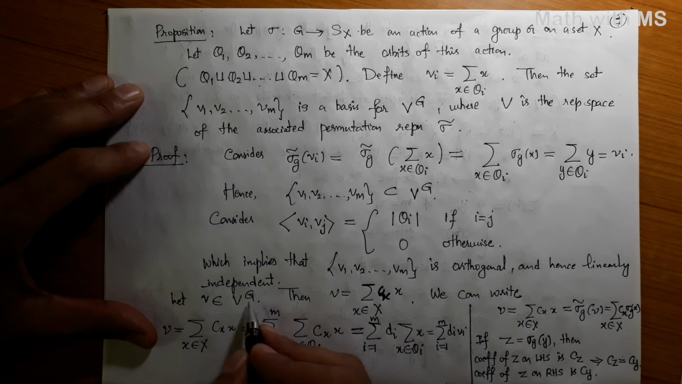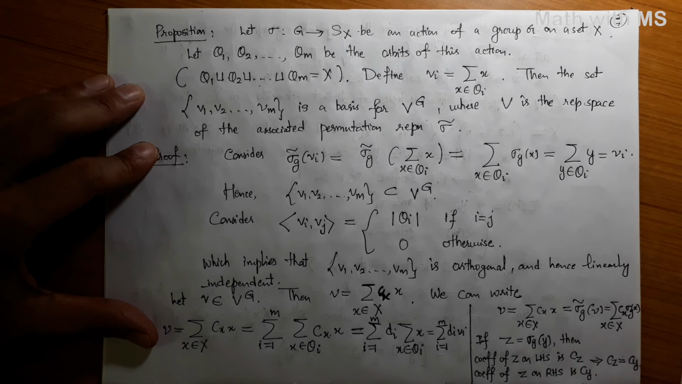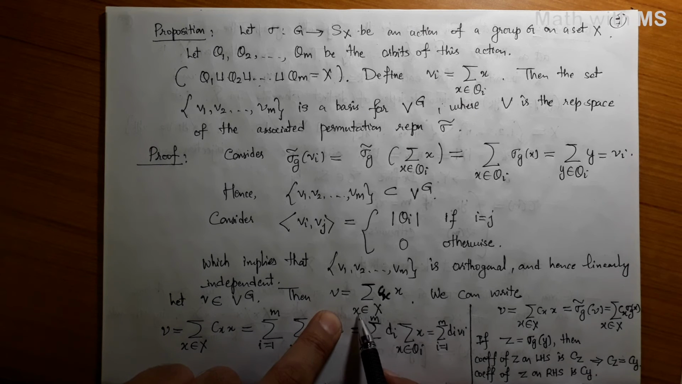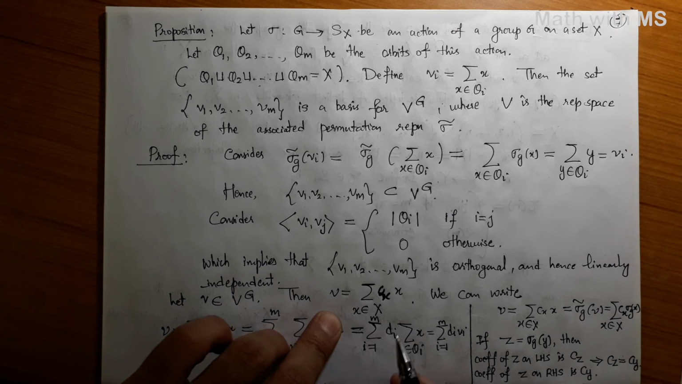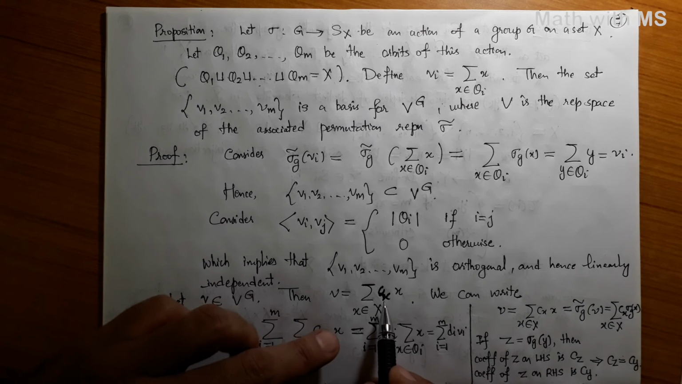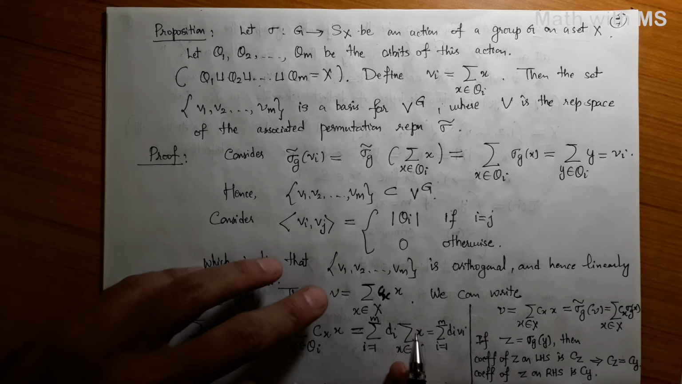Because v is fixed, v should be the same as sigma G tilde of v for every g. In particular, we have the summation Cx x, x in X, should be the same as the summation Cx sigma g of x, x in X. So keep note of this. My claim is that if I collect all x in X which are in a single orbit, then the corresponding coefficients Cx are the same. That is, if two elements of X are in the same orbit, their coefficients as they appear in v are the same. Why is that the case?